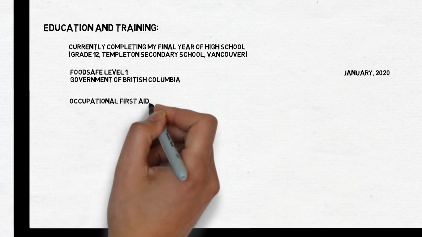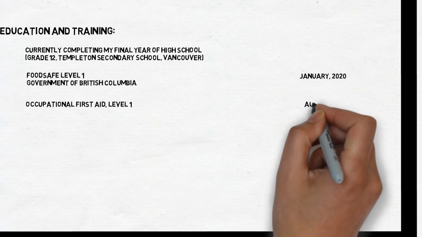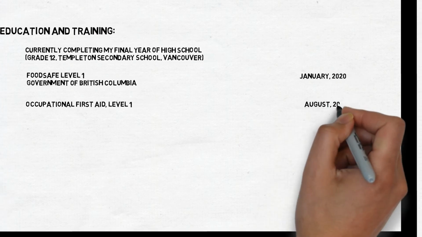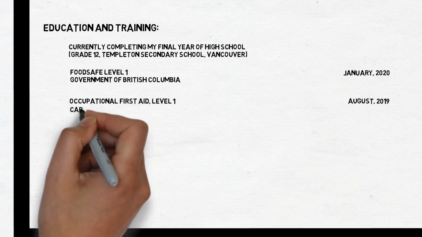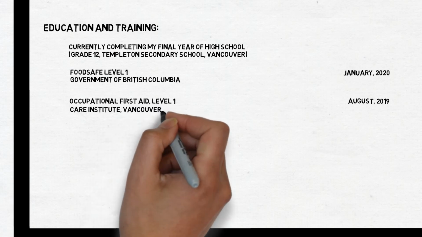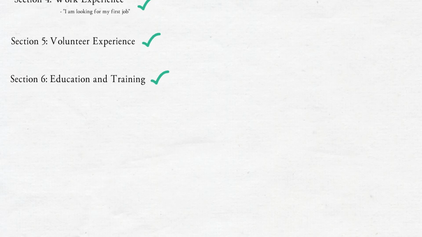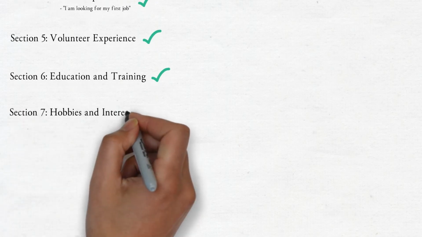You start by putting in the type of training and bolding it. For example, occupational first aid, level 1. Then, at the end of the line, put in the date that you took the training. For example, August, 2019. On the next line, put the company that you took the training with and the location of the training. For example, the CARE Institute, Vancouver, BC.